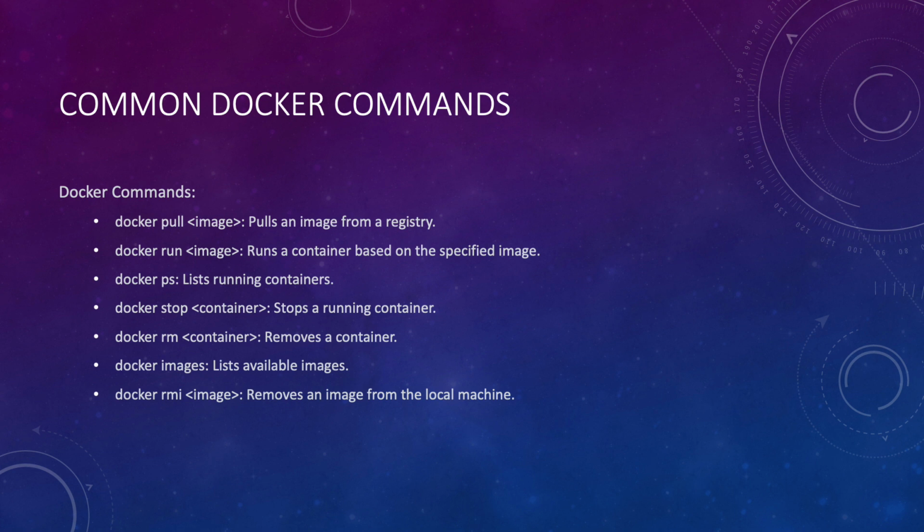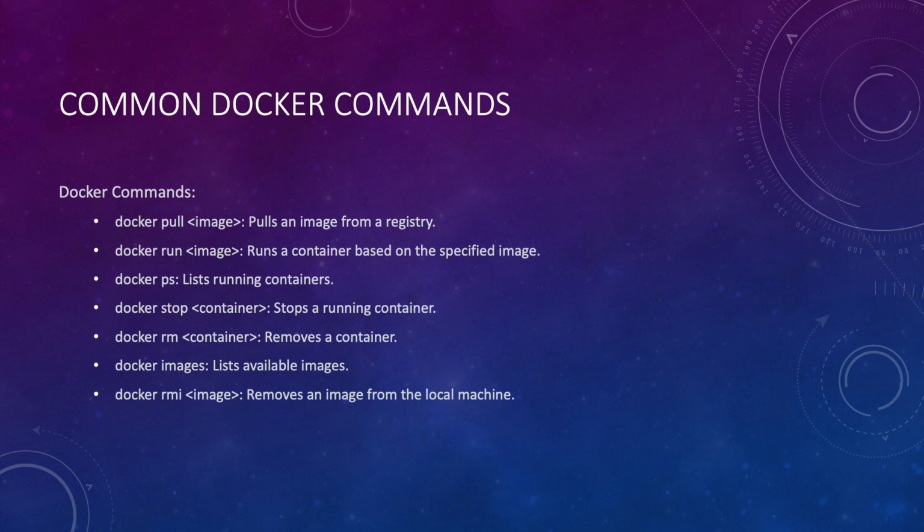Let's now take a look at some common Docker and Docker Compose commands that will come in handy during the management of containers. For Docker. Docker pull image. This command pulls an image from a registry, allowing you to download it locally. Docker run image. This command runs a container based on the specified image. It creates a new container instance from the image.